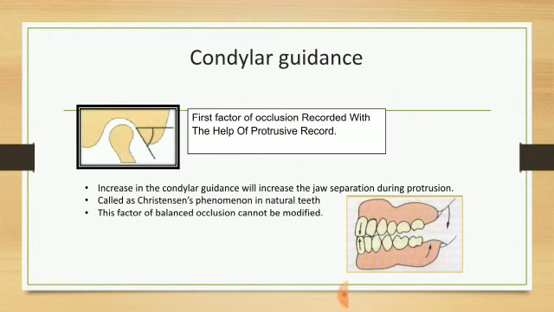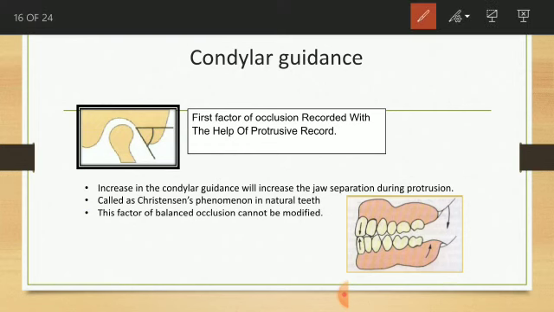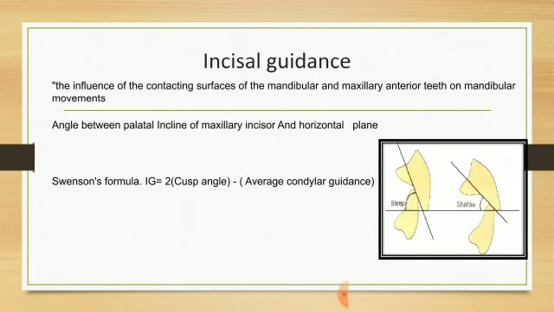So condylar guidance of any patient cannot be modified because it is fixed. It is inbuilt and inherent. So basically, what is condylar guidance? We can see in the first figure, it is the angle between the horizontal plane and the incline of the fossa. Clear? We can see it in the figure. So this is the horizontal plane and this is the incline of the fossa, and this is the angle. So the more the incline, the more would be the angle. So this is called condylar guidance.